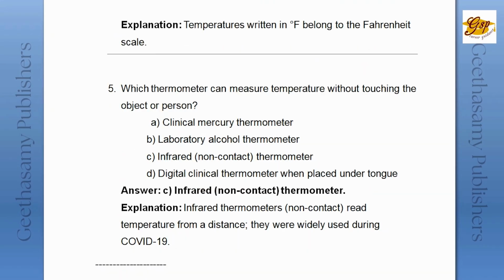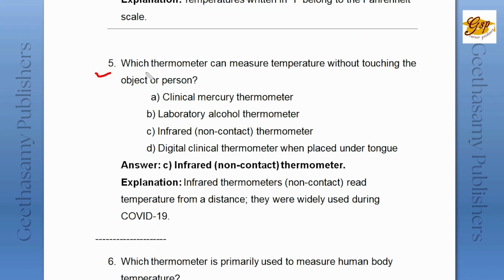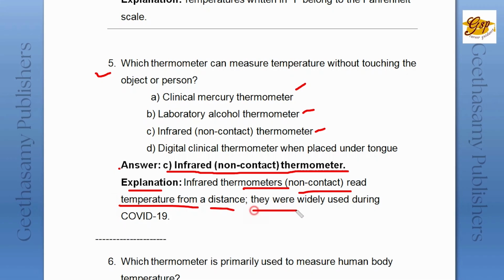Fine. Then fifth question, which thermometer can measure temperature without touching the person? Clinical mercury thermometer, laboratory alcohol thermometer, infrared, that is non-contact thermometer, and digital clinical thermometer when placed under the tongue. So the answer is C, that is infrared, the non-contact thermometer. Right? The explanation is the infrared thermometer, that is non-contact, reads temperature from a distance. They were widely used during COVID-19.